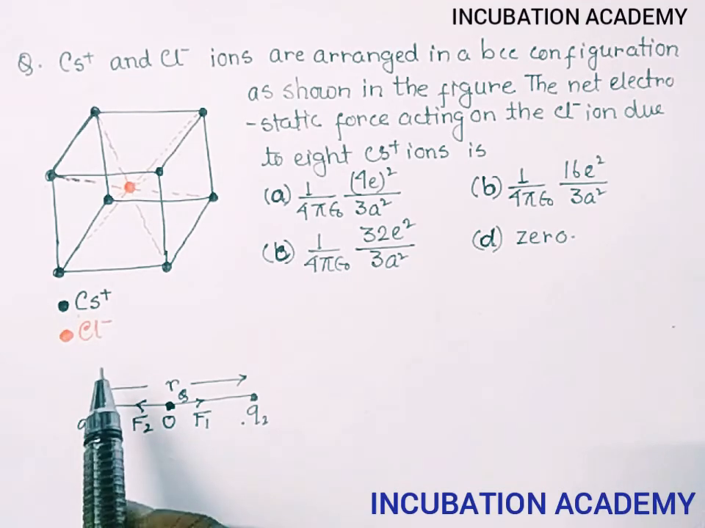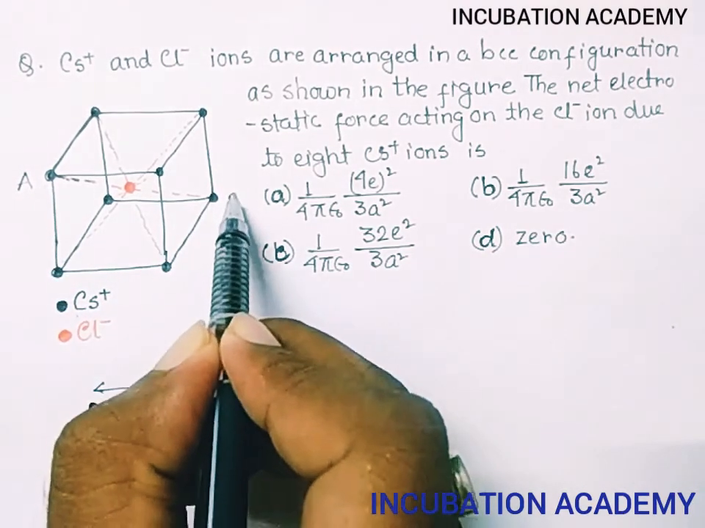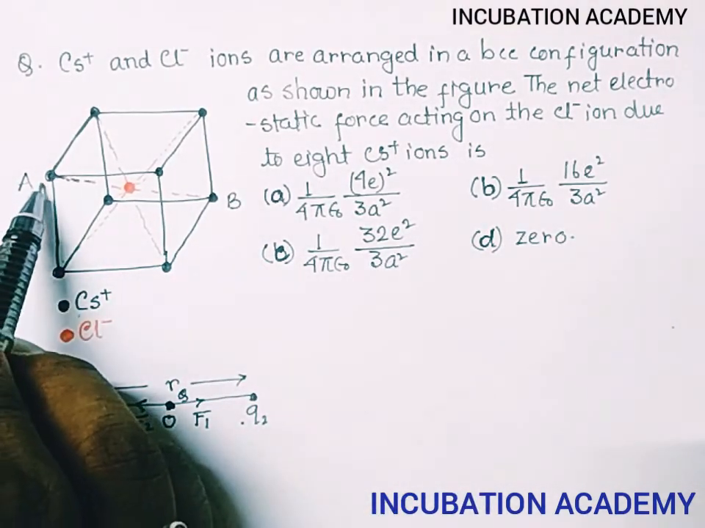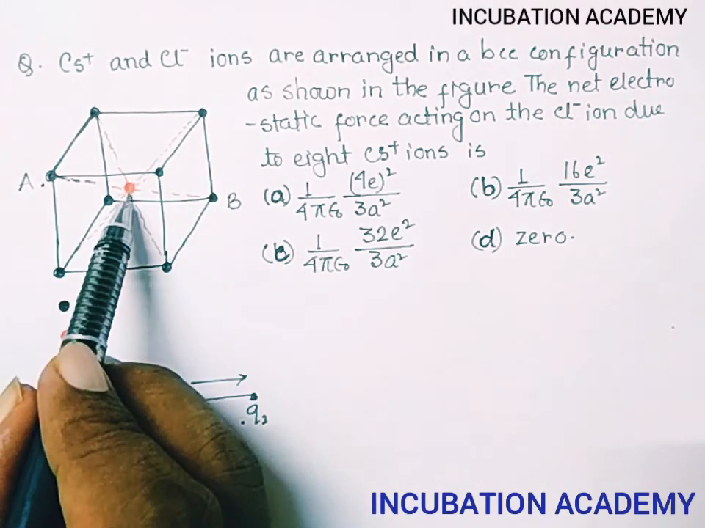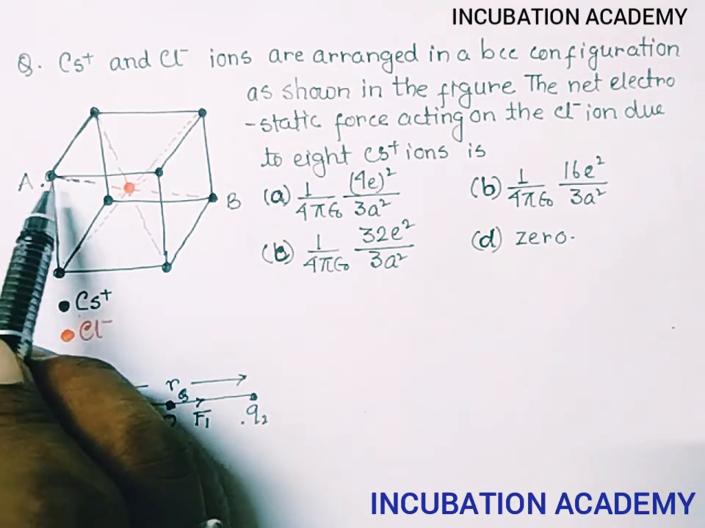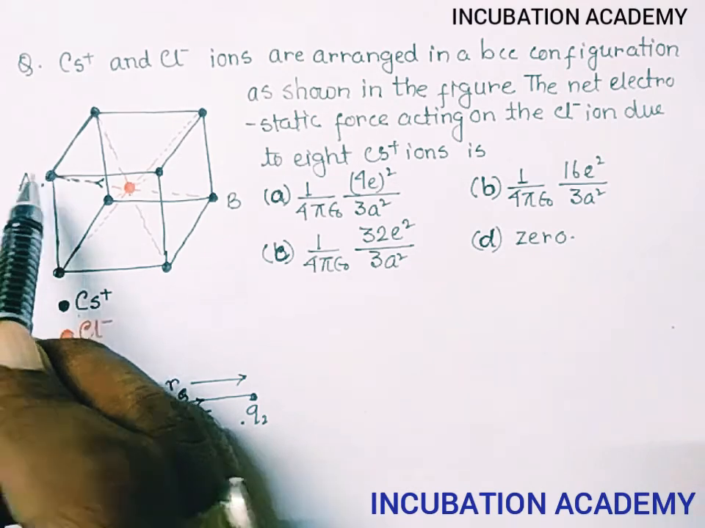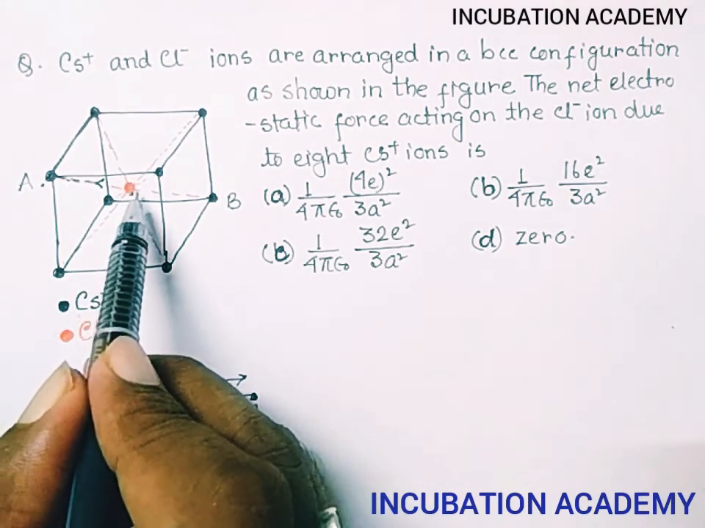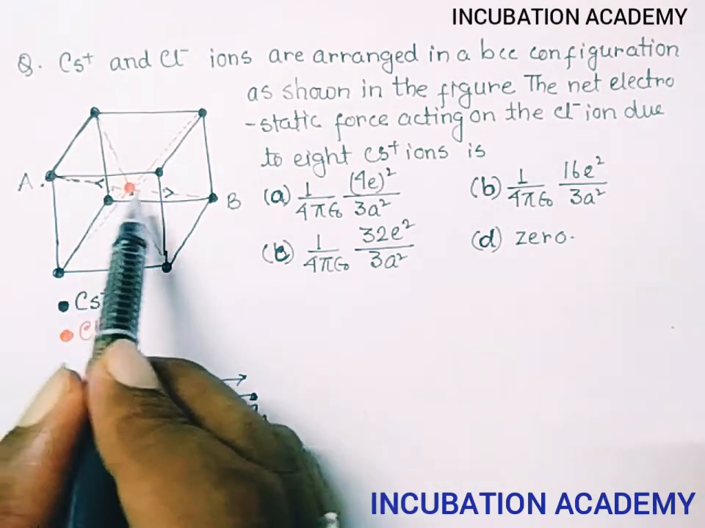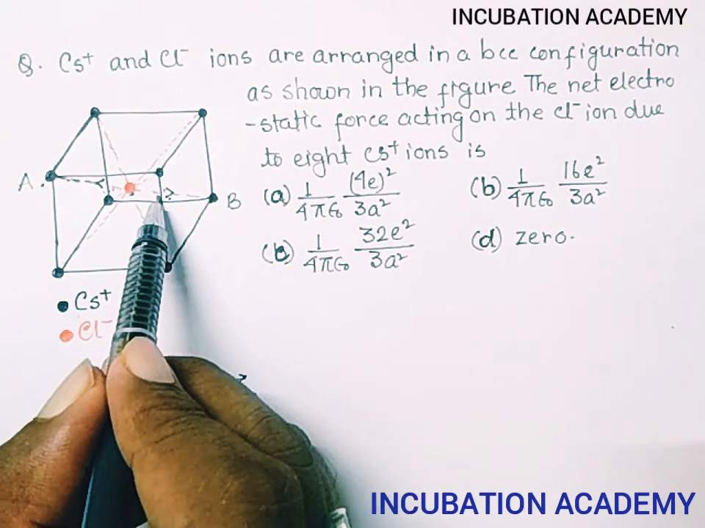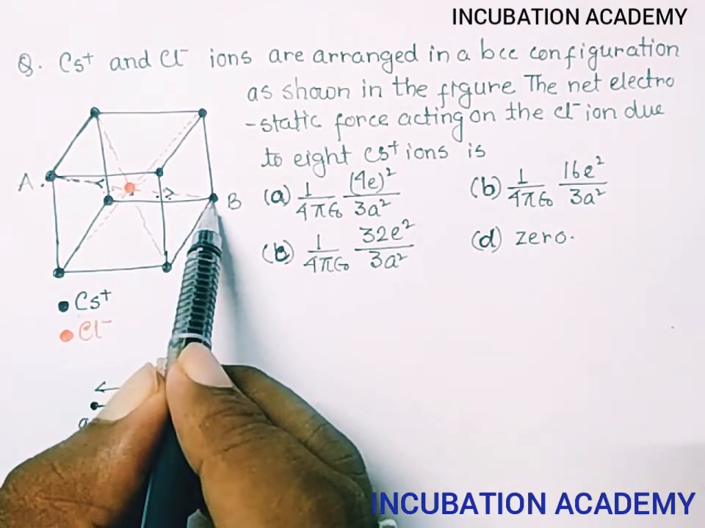So here we just consider any body diagonal. Let us take this body diagonal AB. It has a cesium plus ion at A and also a cesium plus ion at B. Here is the Cl minus ion. This Cl minus ion is attracted by the cesium plus ion at A, and it is also attracted by the cesium plus ion placed at B. So these two forces are equal and opposite. That's why, along this body diagonal, the resultant is 0.